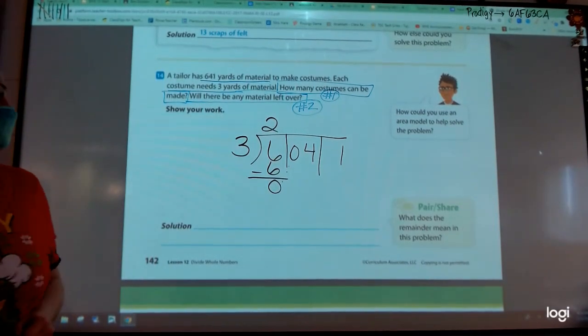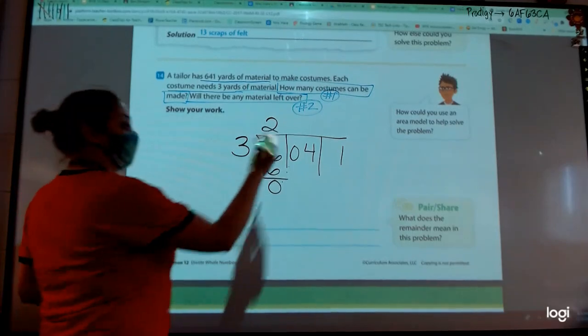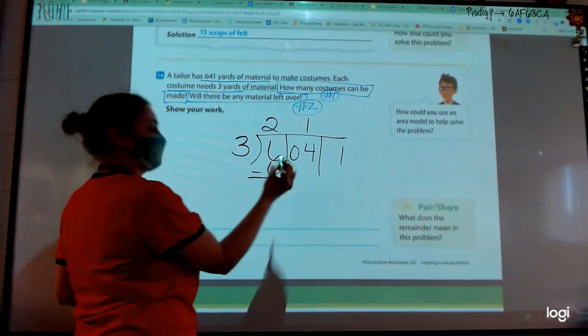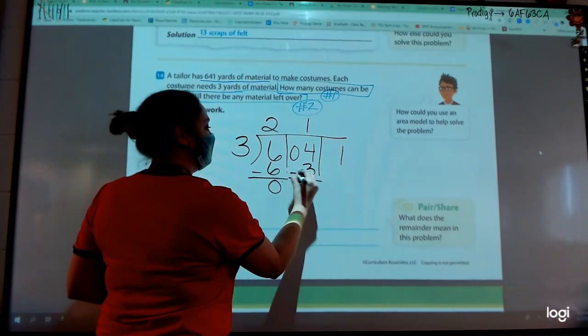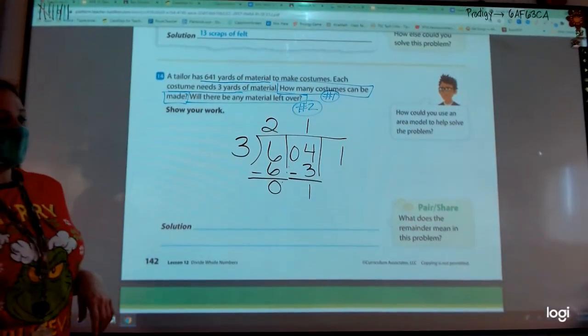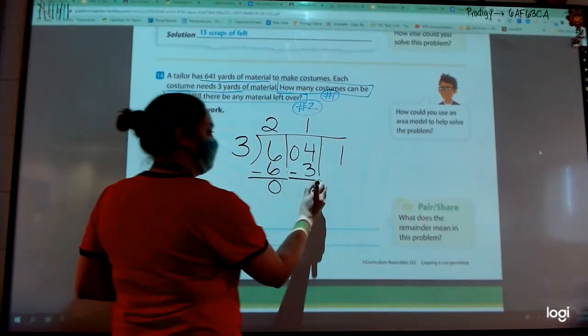So now what do I ask myself? Noah? How many times is 3 going into 4? That would be 1 time. 1 time. And then 1 times 3 is? 3. 3. 4 minus 3 is 1. 0 minus nothing is nothing. All right, we send the 1 on a little trip.